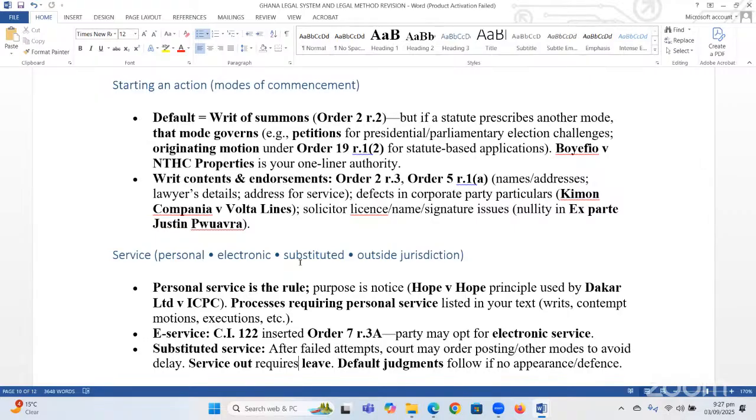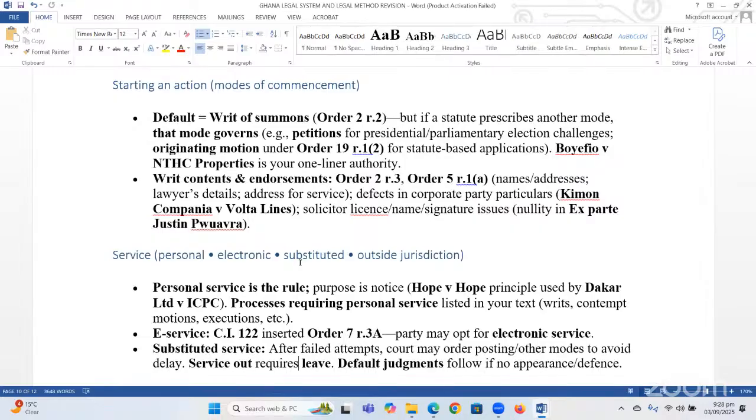When it is served, the defendant has 8 days within which to file a document called appearance, indicating that he is aware that he has been sued and is ready to answer, and he indicates his address where he can be served with subsequent processes. After entering appearance, the defendant will have 14 days from the day that he entered appearance to file his statement of defense and counterclaim. The statement of defense is the defendant's answer to the allegations which have been made by the plaintiff in the writ of summons.